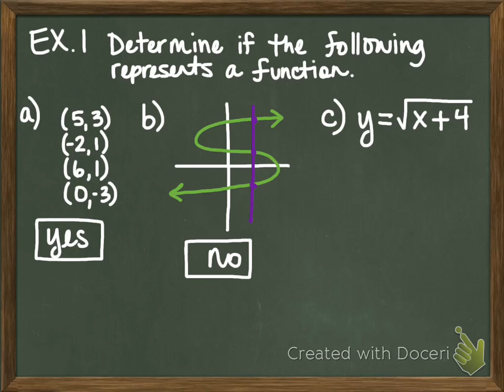And then C, if I have the equation y equals the square root of x plus 4, I can plug this into my calculator and I can go look at the graph and see that this one is a function. The x's would not repeat and it would pass the vertical line test.